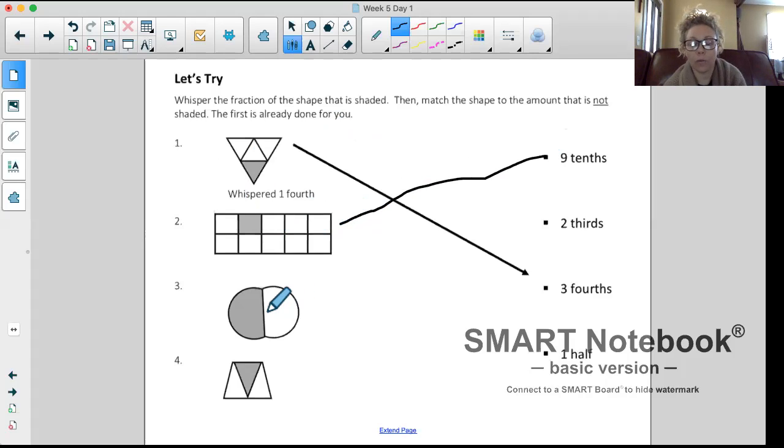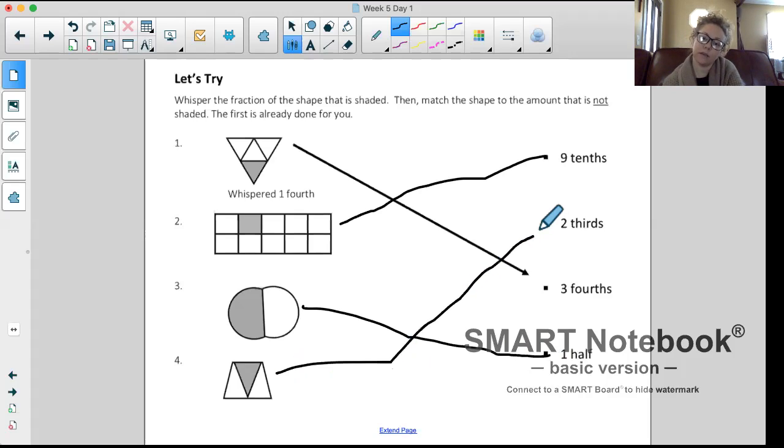The next one, what is shaded? 1/2. So what is not shaded? Also 1/2. Very good. And last one, what is shaded? 1/3 is shaded. How many thirds are not shaded? 2/3 not shaded. Oopsie. That's a crooked line.